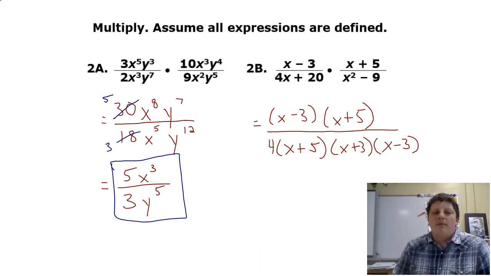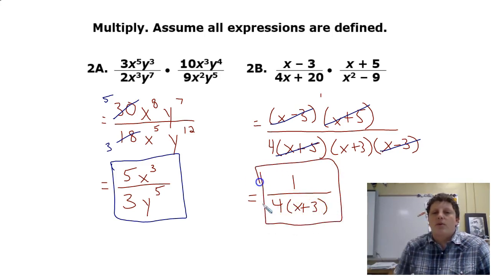The reason we want to leave them factored is now we can start saying, well, is there anything that cancels out with x minus 3? And in fact, there is. Is there anything that cancels out with x plus 5? And in fact, there is. So the only thing that is left in the numerator is a 1, because everything is canceled out. And when everything cancels out, there's still a 1 there. And in the denominator, we have 4 times x plus 3. We do not have to multiply the 4 times x plus 3. We can leave it in factored form and go ahead and circle it.